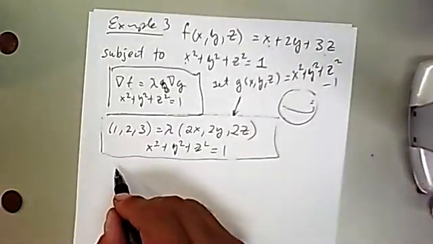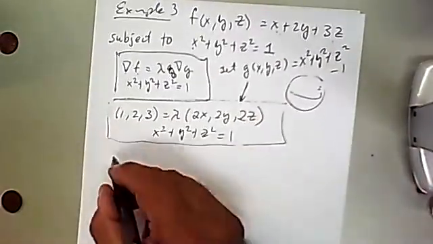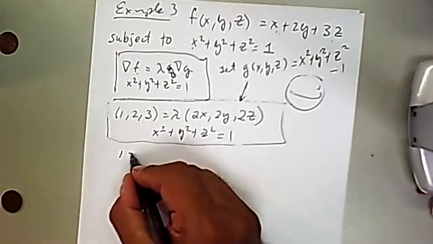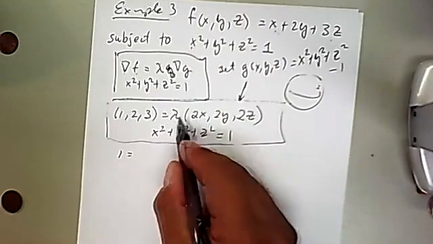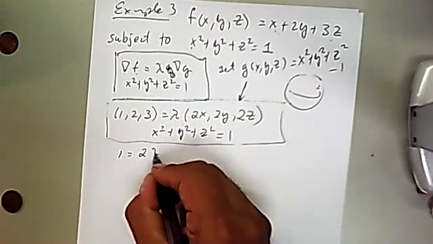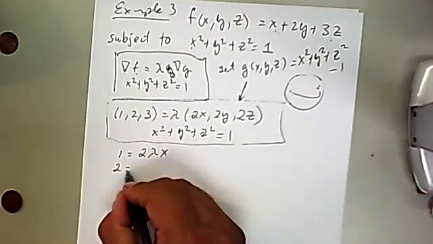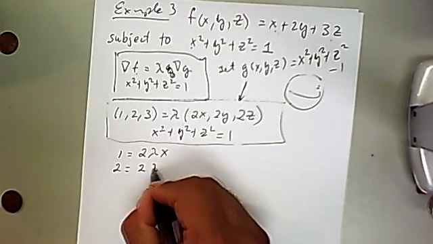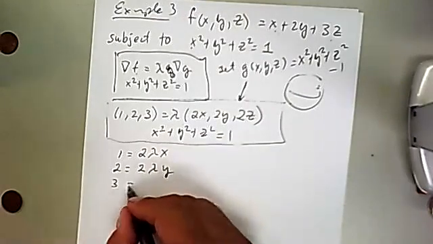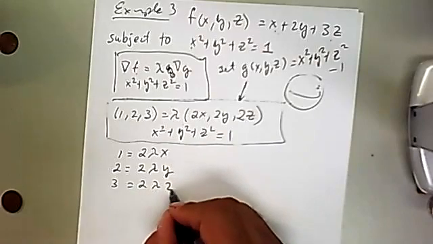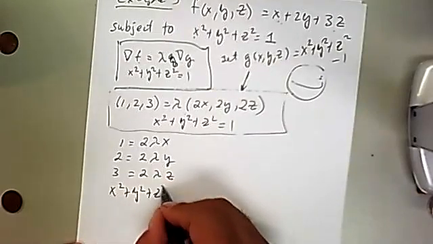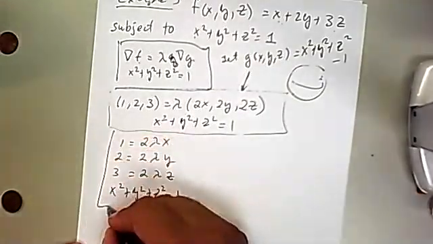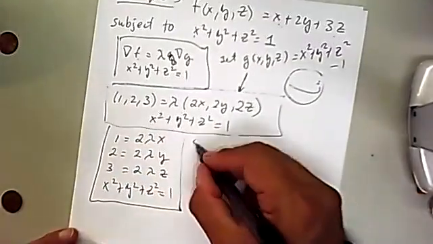Okay, so that causes us to have a system of equations. 1 equals 2 lambda x, 2 is equal to 2 lambda y, 3 is equal to 2 lambda z, and x squared plus y squared plus z squared equals 1. So this is our system of equations.